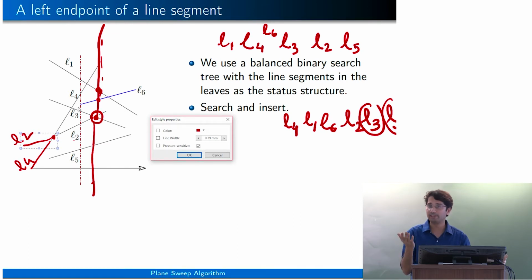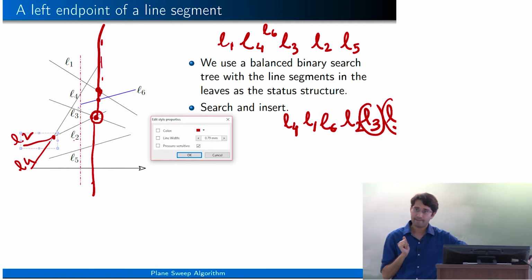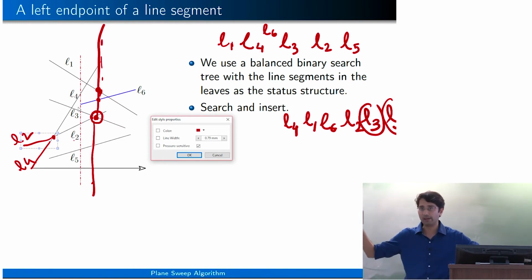I am calculating the intersection points, whether they intersect or not. If I give you two line segments, can you find out whether they intersect or not? Right? You know the intersection point. If they intersect, you know the x coordinate. Accordingly, I put the event point at that location, right?